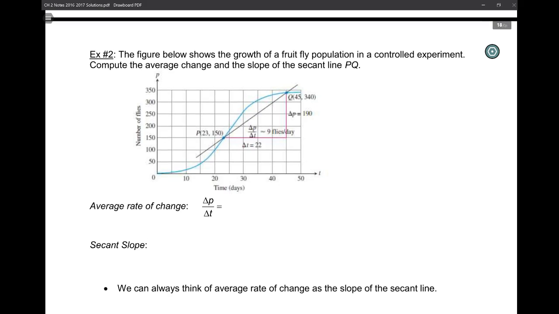Okay, so now we have a figure. And this graph is showing the growth of a fruit fly population in a controlled experiment. Where are those damselflies? No damselflies, just the fruit fly. So we're going to compute the average rate of change and the slope of the secant line.